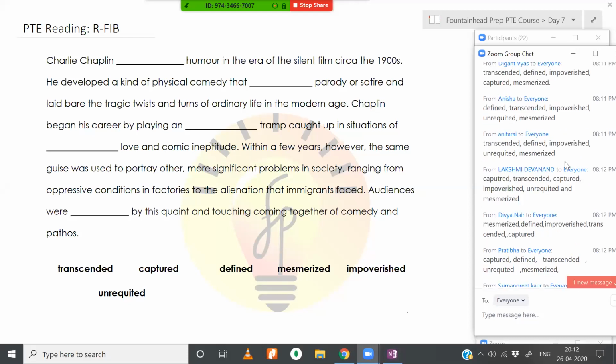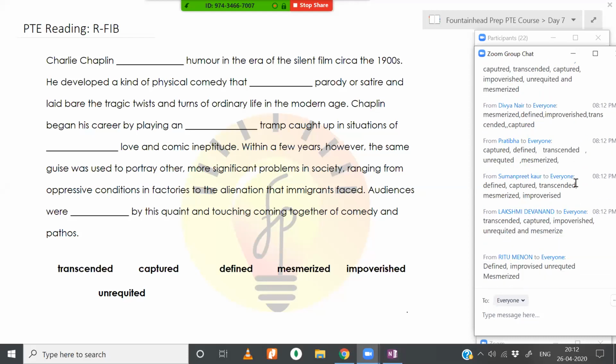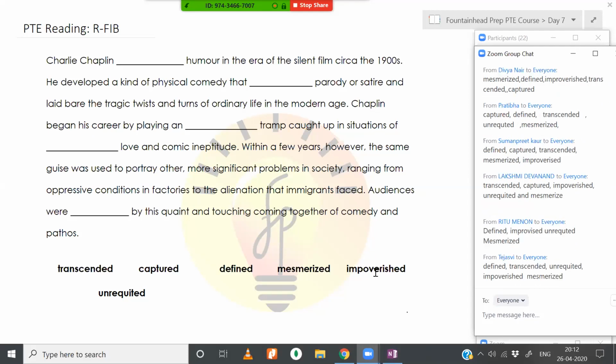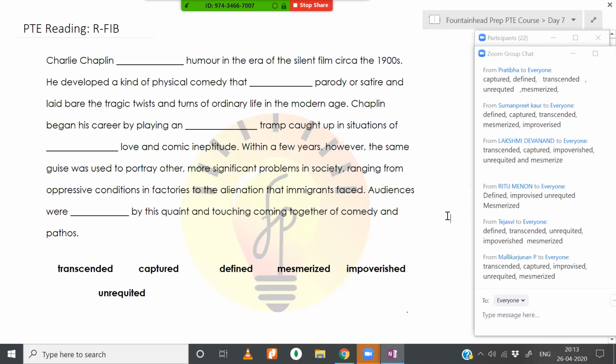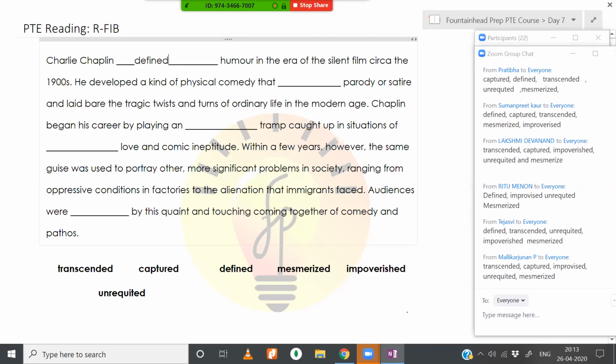Okay, so I see a lot of you have responded. We don't have an improvised answer. I see some of you have answered it as improvised. It's not improvised, it's impoverished. All right, so let's see. Charlie Chaplin defined humor. Let me first write down all the correct answers and then we will discuss.